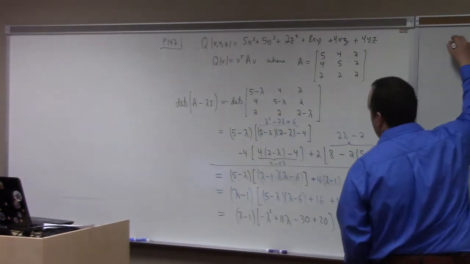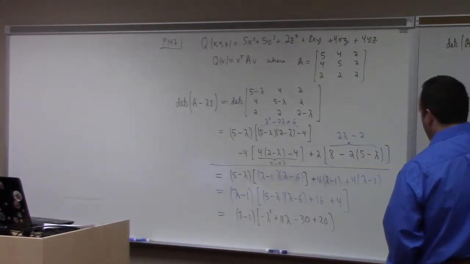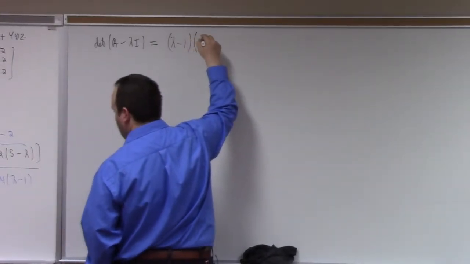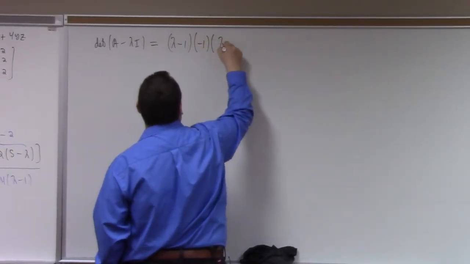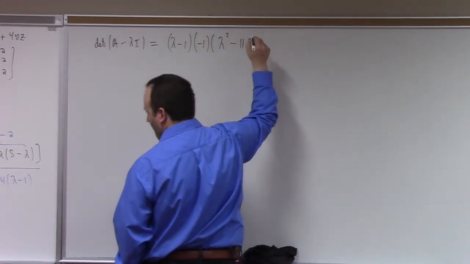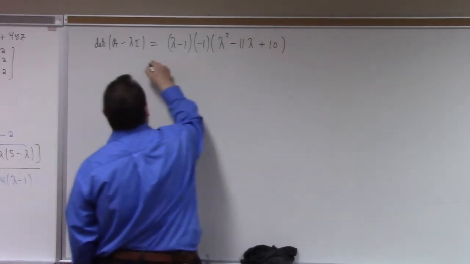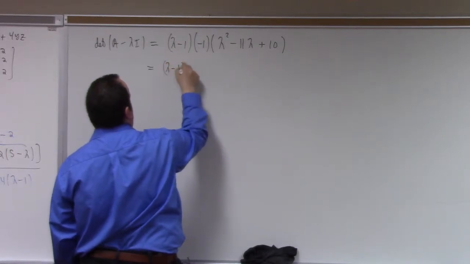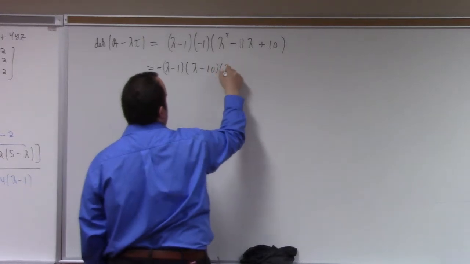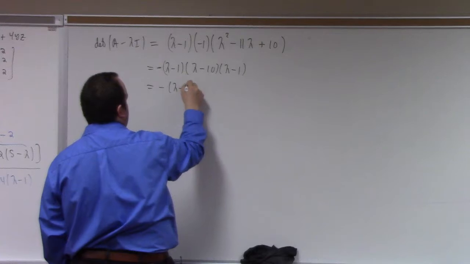Continued over here. The characteristic equation, determinant of A minus lambda I, equals lambda minus 1 times, let's factor out a minus 1. Then we've got lambda squared minus 11 lambda plus 10, yeah? Well, you know, it factors again. So that's lambda minus 1 with a minus out front, and that's lambda minus 10 times lambda minus 1. Yay. So we got (lambda minus 1) squared times (lambda minus 10).